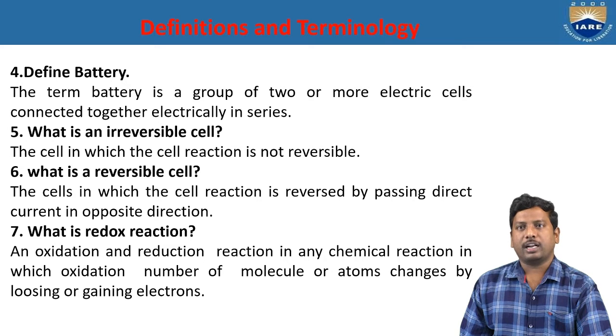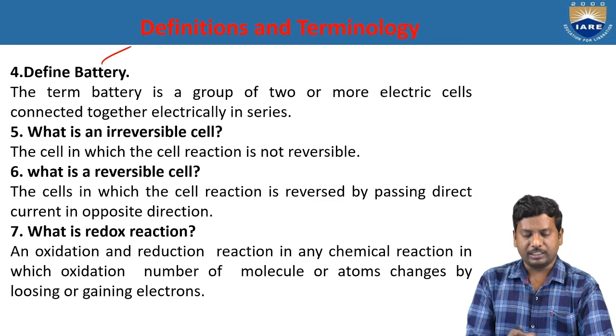Define battery. The term battery means a group of two or more electrical cells connected together electrically in series. That means a battery is an electrochemical cell which converts chemical energy into electrical energy.